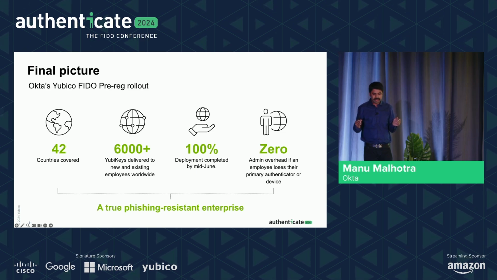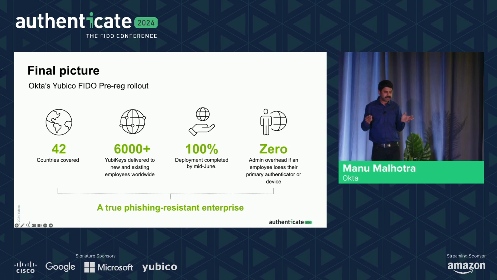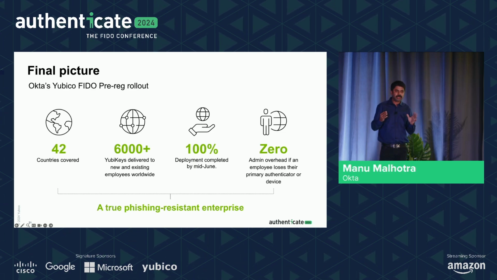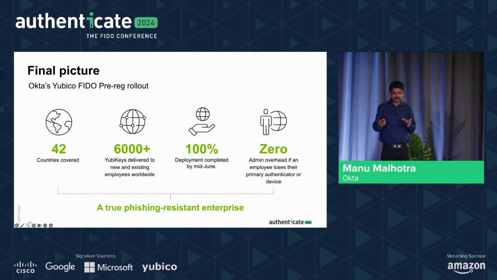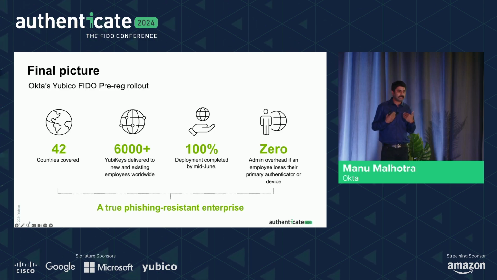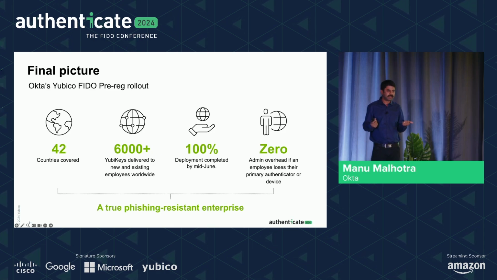Zero admin overhead, basically 100% deployment completed. All employees, 6,000 plus employees, have a YubiKey as a recovery factor, which they can use in all 42 countries. This whole program, before we give it out to the general public, we tried it on our employees and it works. And Okta is a true phishing-resistant enterprise now.